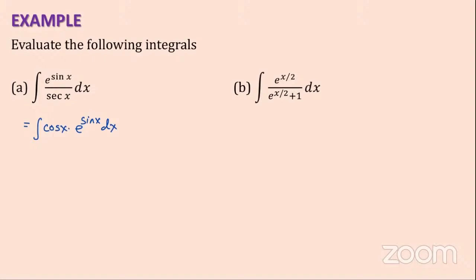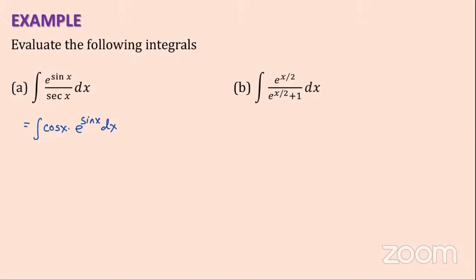Because by doing this, I got the product. E to the sine x is the composite function, and the inside function is sine x. What is the derivative of sine x? Cosine x. It is also there. That means this one is ready for u substitution, and your inside function is sine x. That means u equals sine x.